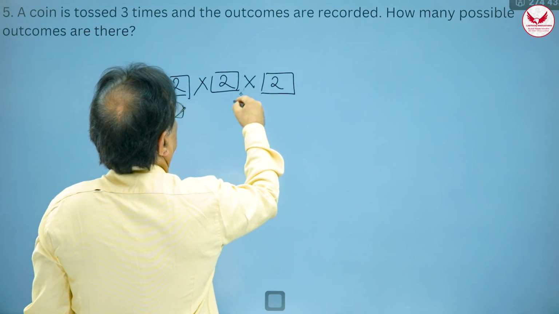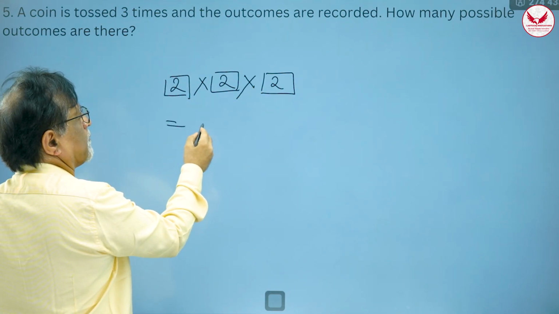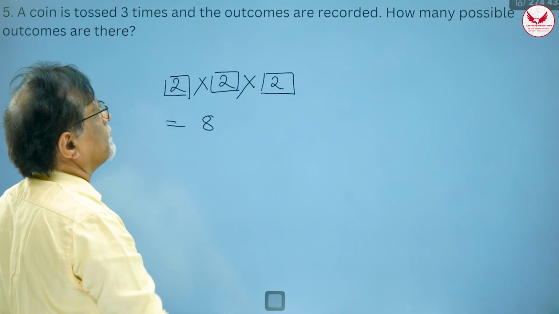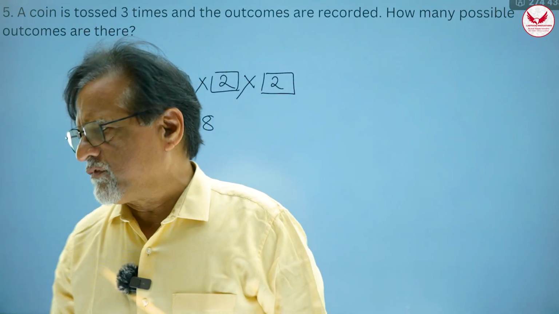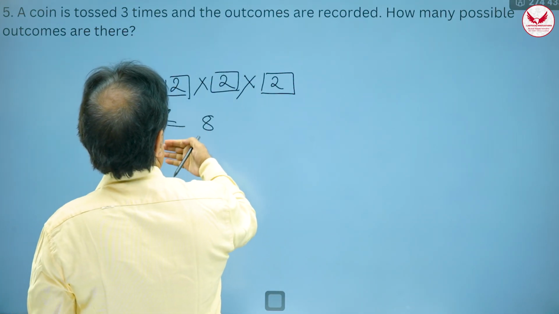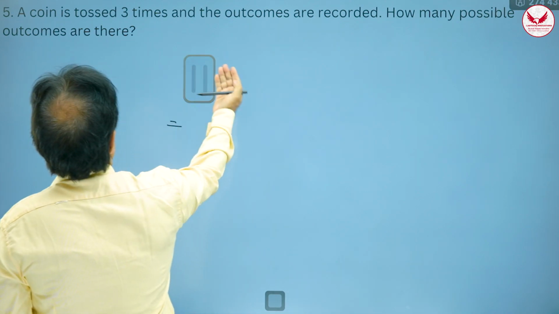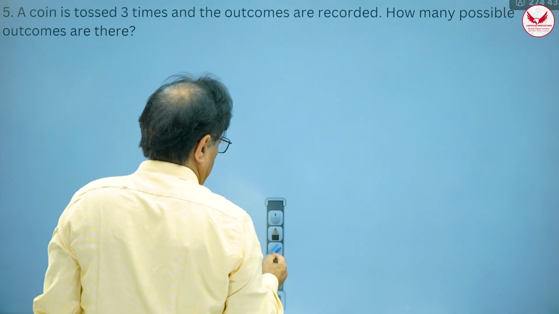So therefore, the problem is simple. 2 multiplied by 2 multiplied by 2. The answer is 8 possible outcomes. Okay, that's the answer of this problem. It's very simple. Now, let us go to the next problem.